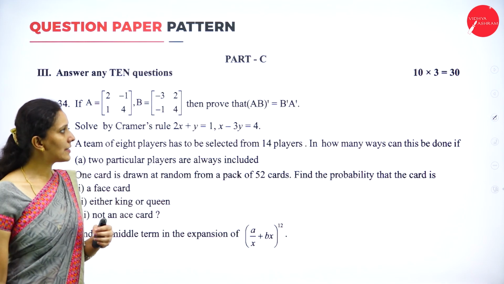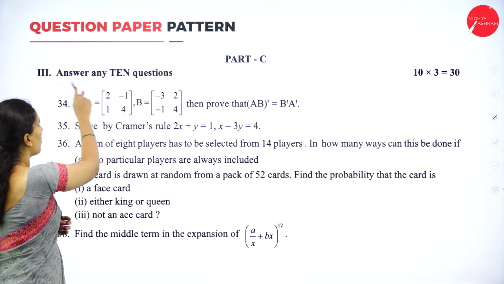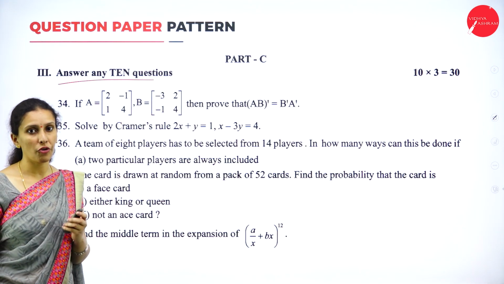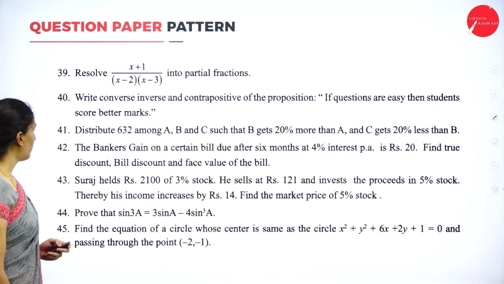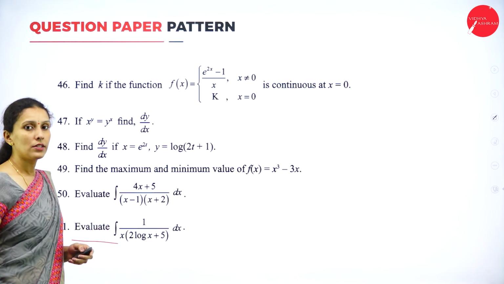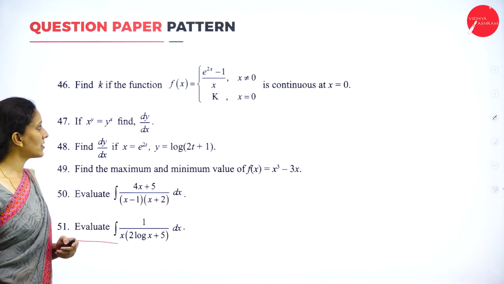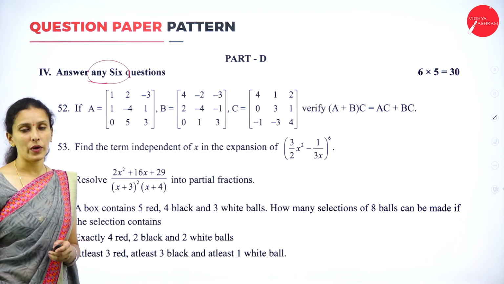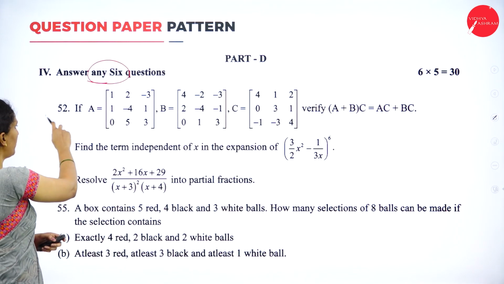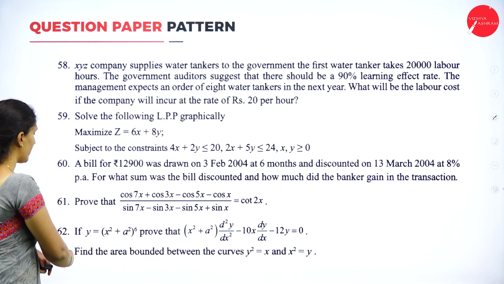So next, part C. Part C also you have an option of choosing 10 questions out of 18 questions. That is question number 34 to question number 51. So next you have part D, questions where you have to attend any 6 questions out of 12 questions. So that is from question number 52 to 63.